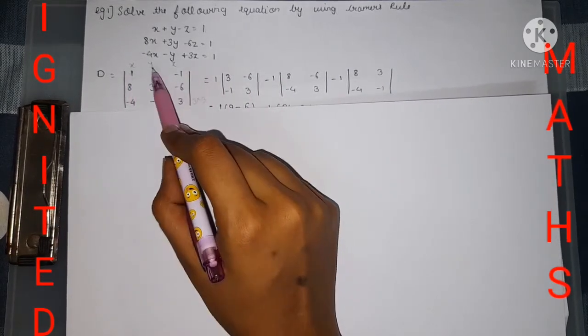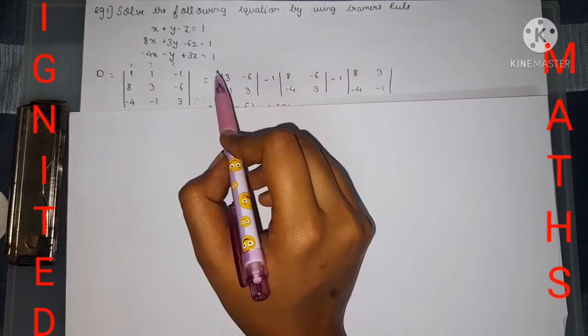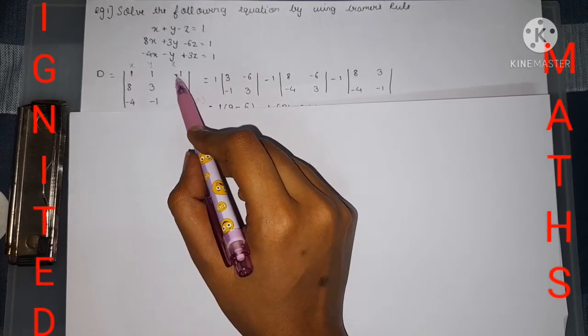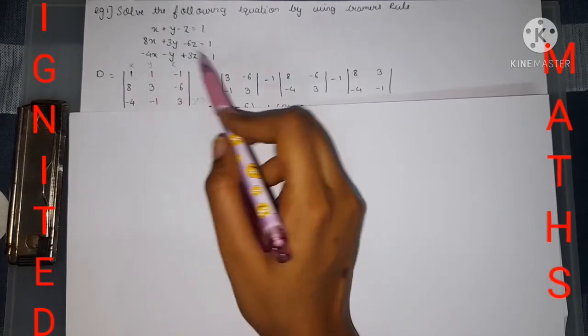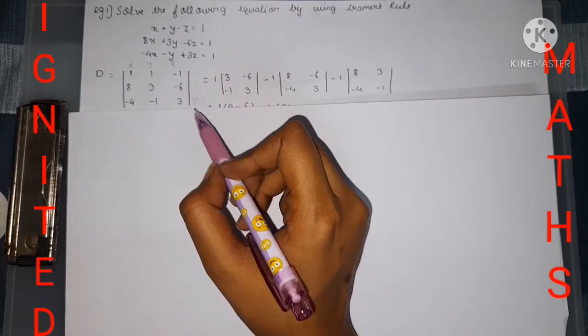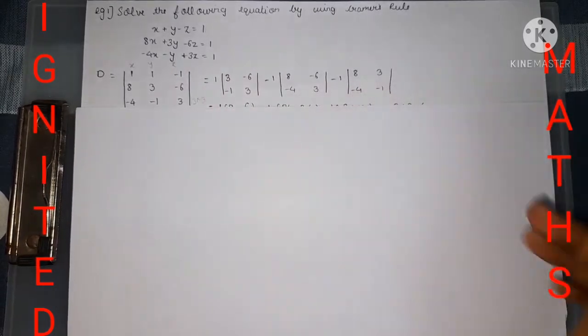First row and the second column are hidden, and the rest of the terms I have written over here. And the third term is minus 1, which is presented in the first row and the third column. So first row and the third column are hidden, and the rest of the terms I have written over here.